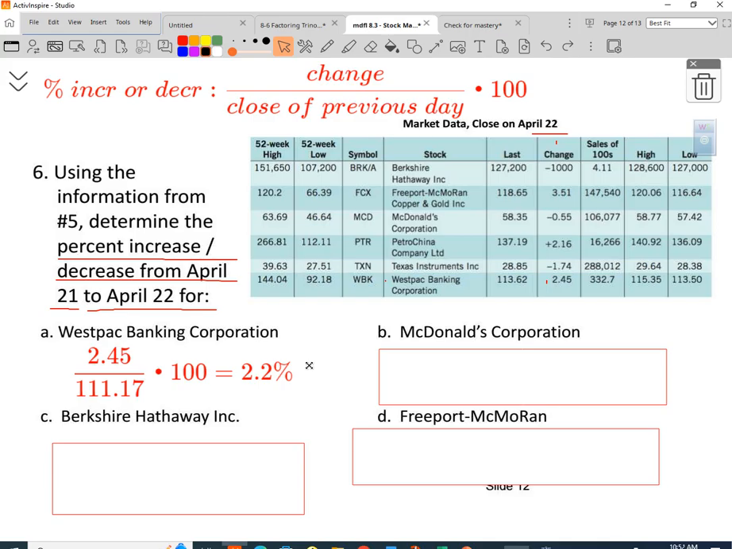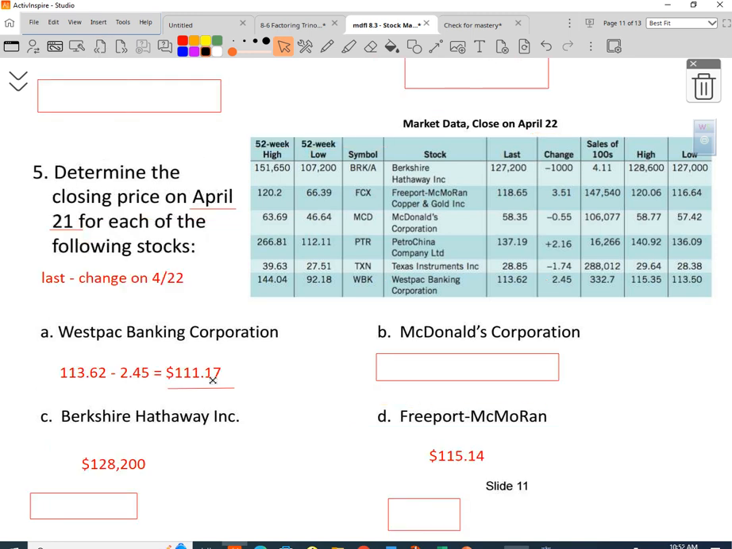Does that make sense? So we've already done part of the work for these problems. If you were to have to find the percent of increase or decrease and you didn't know the previous day's closing price, you would have to find that first. And remember, the way you would do that is just the last on the current day minus the change on the current day, and that would give it to you. Make sense? Okay.